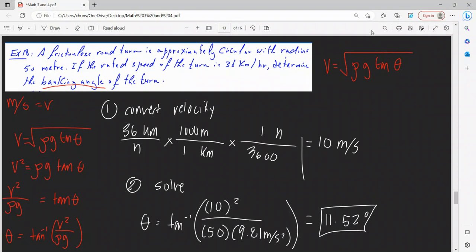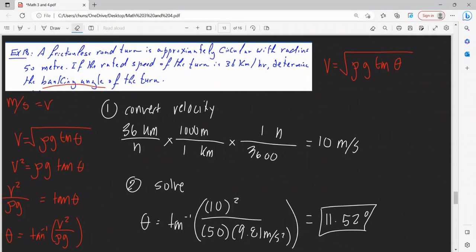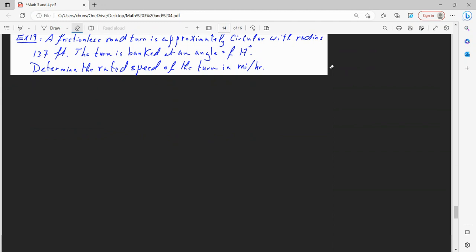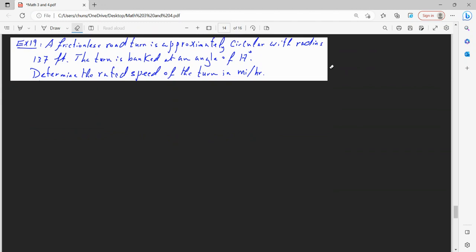So for our second part, relating to this kind of example, we want to find the velocity now, but we want it in miles per hour. So we are given 137 feet. So we're probably going to get feet per second as our velocity, right? So we end up with feet per second, but we want to convert to miles per hour.